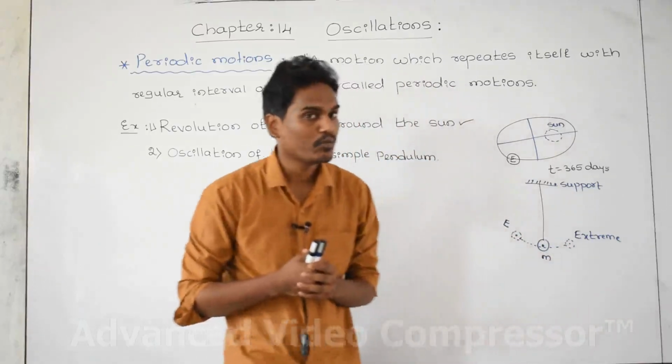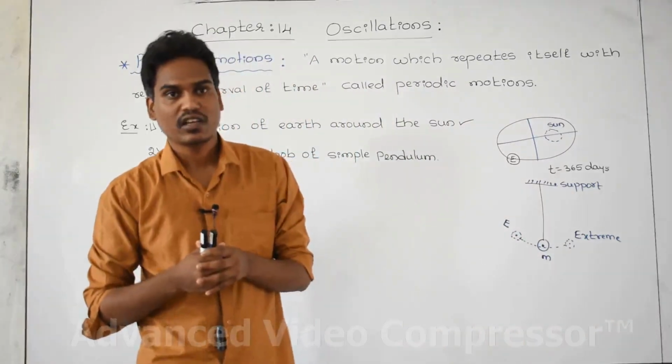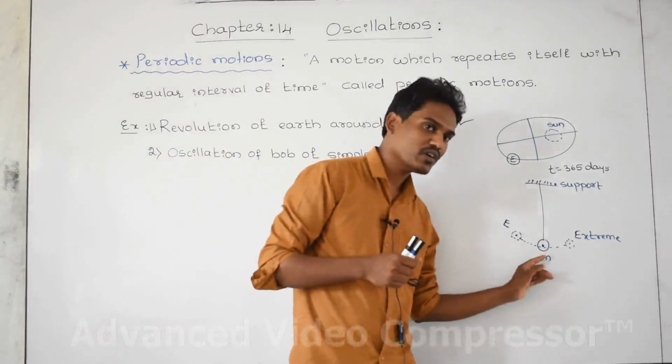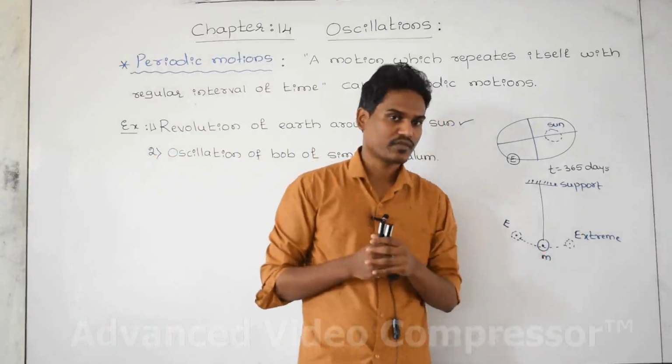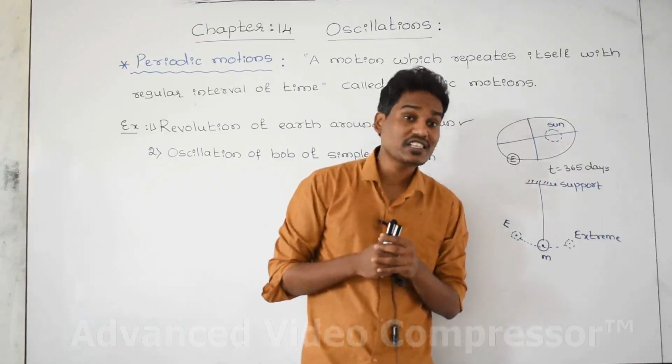time taken by the body? That is, for example, 2 seconds. For each and every cycle, what is the time taken by the simple pendulum? That is 2 seconds. The 2 seconds is the time taken by the body for each and every cycle.